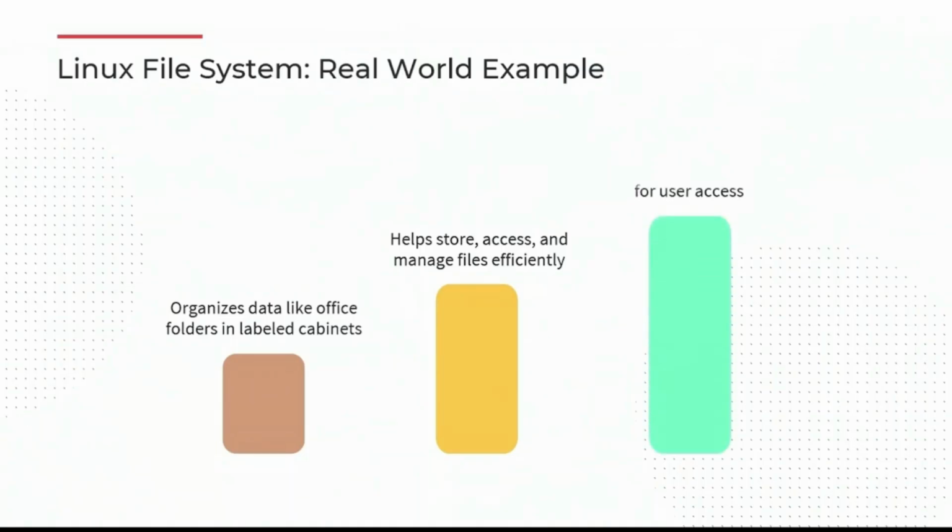In Linux, the file system also controls permissions, which are like locked drawers. Everyone can open some files, while others are restricted to specific users or the administrator. These permissions are part of the file system's job.